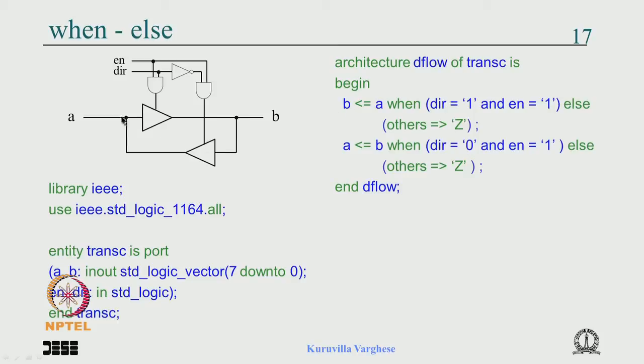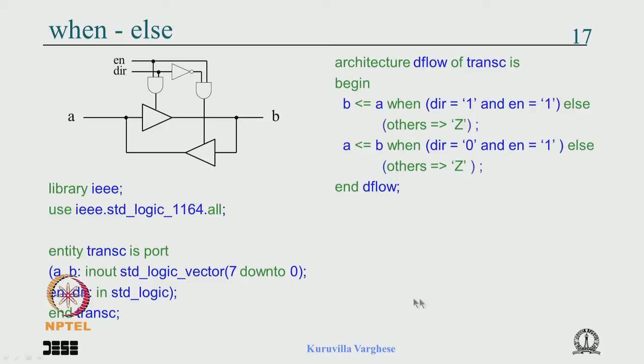Now you see we are going to write this path first and then this path, because in the concurrent statement, mind you, you need to have a statement for one output and another statement for the other output. So we are going to write the B output first and then the A output second. B is an output, B gets A when direction is 1 and enable is 1, else it is tri-stated. And this being a bus, we say others assigned Z, that is it. Which says that B gets A when both are 1, else it is tri-stated. Similarly, we define the output A: A gets B when direction is 0 and enable is 1, else it is tri-stated, else others is set to Z, end the flow.